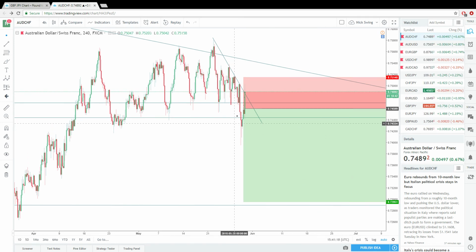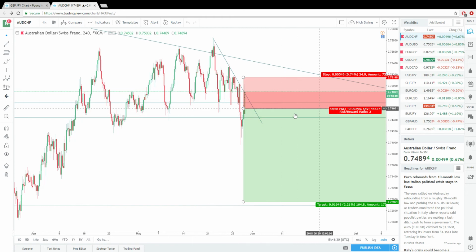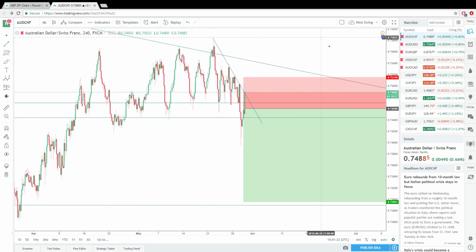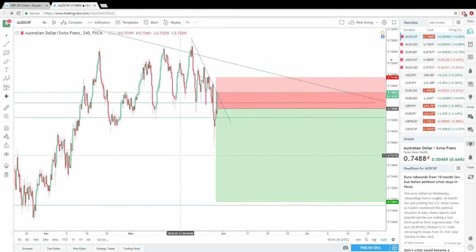So this should be good. You guys can still enter this if it's anywhere above our entry right here, which was 0.7461 or some 0.746. So anywhere above here or at the entry, you guys can still enter this. Same take profit and same stop loss. So this is good. So that's AUD versus the Swiss franc.